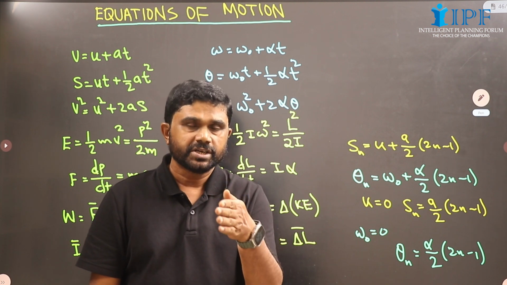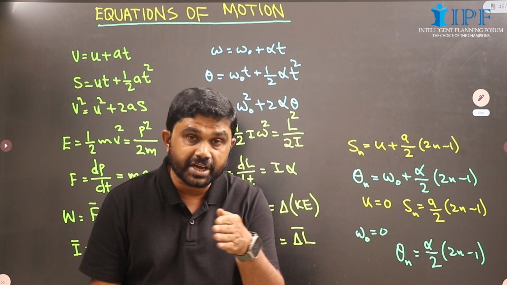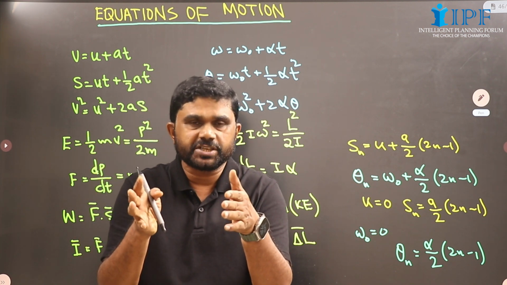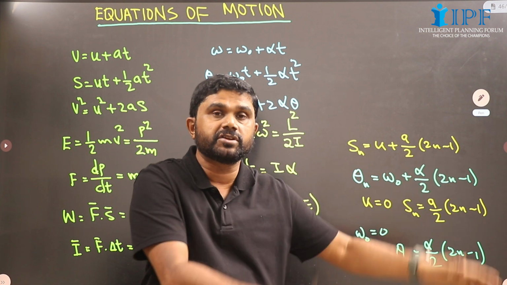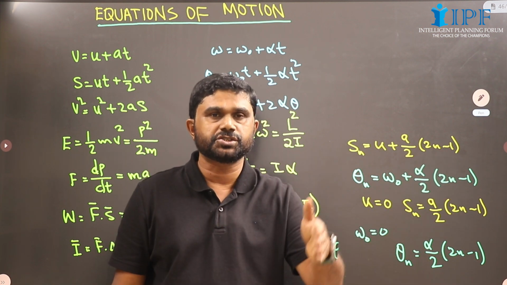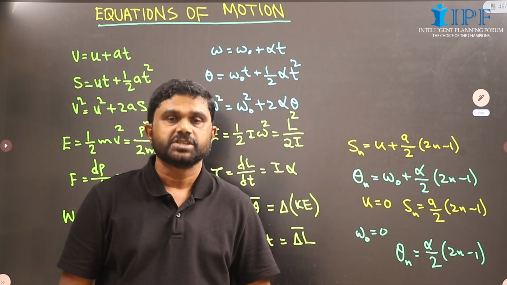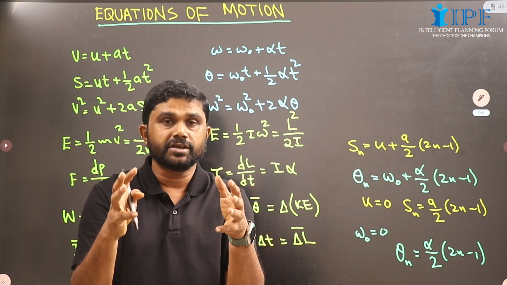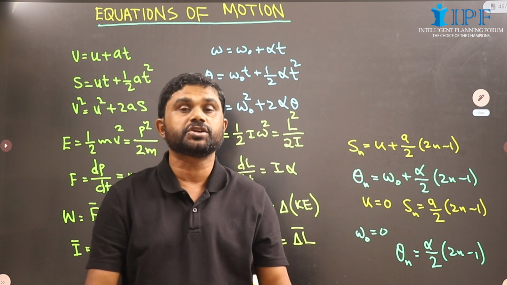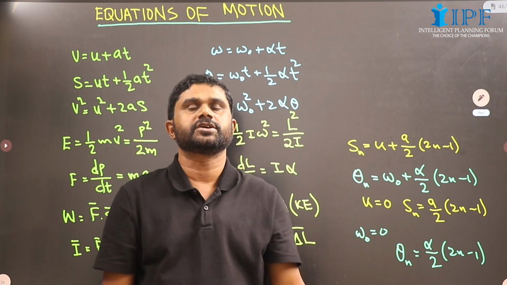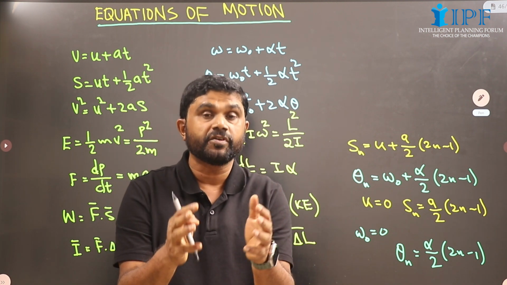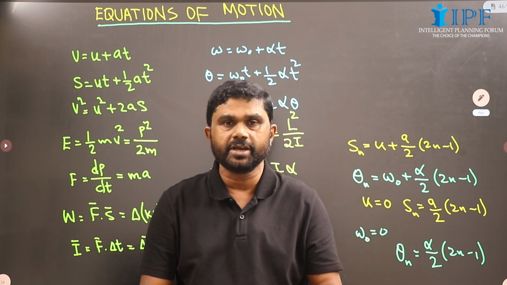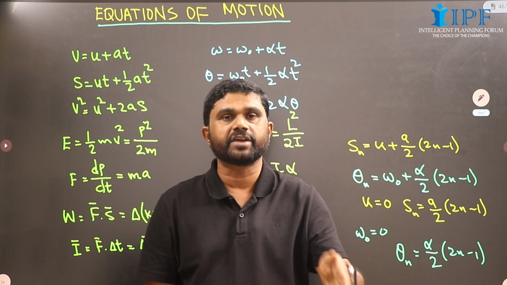Now, if a body starts from rest and moves with a constant acceleration along a straight line, then the ratio of displacements in successive equal intervals of time will be 1:3:5:7, like that. Similarly, if a rigid body starts from rest and rotates with uniform angular acceleration, then the ratio of angular displacements in successive equal intervals of time will again be 1:3:5:7.